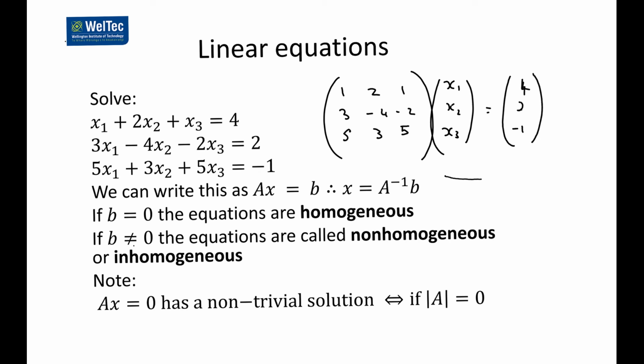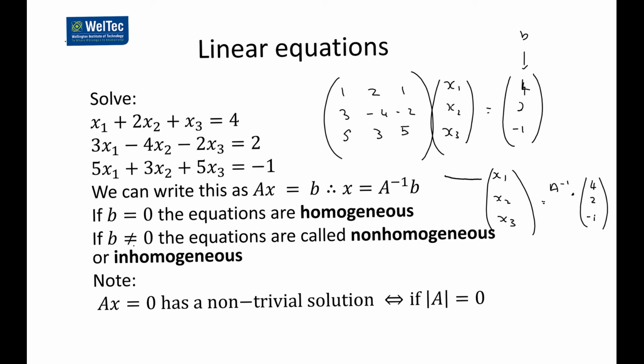So A times X is equal to B, and then x1, x2 and x3 will be equal to the inverse of A times B. It's the nearest we can come to matrix division. And if B is 0, then we talk about the equations being homogeneous, and if B is not equal to 0, then the equations are non-homogeneous or inhomogeneous.